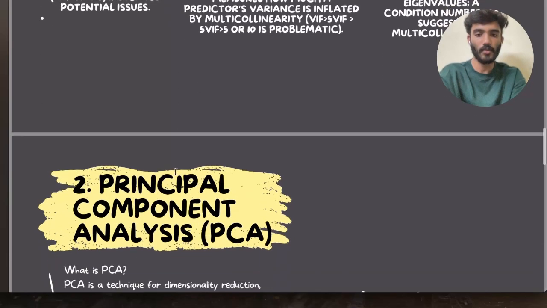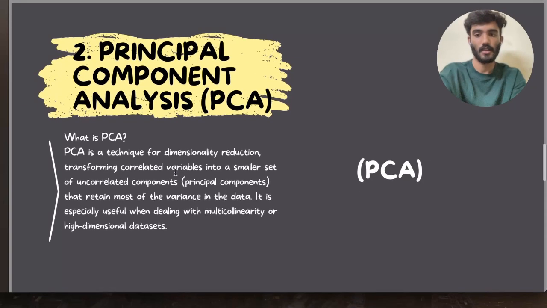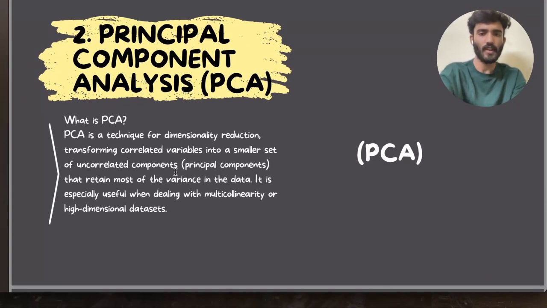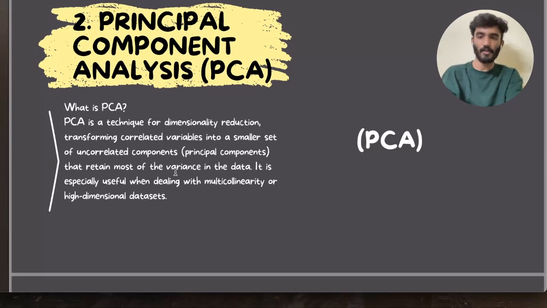Now we will talk about principal component analysis. What is PCA? PCA stands for Principal Component Analysis. PCA is a technique for dimensionality reduction. It transforms a dataset with many variables into a smaller set of uncorrelated variables called principal components while retaining most of the information. This is particularly helpful in cases of high dimensional data where there are too many variables to analyze efficiently, or where multicollinearity exists among the variables.